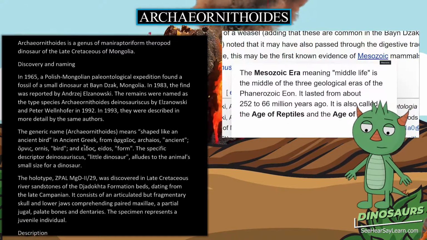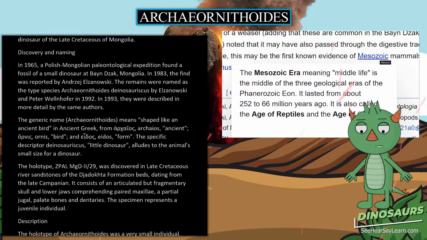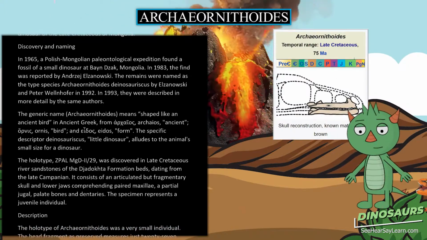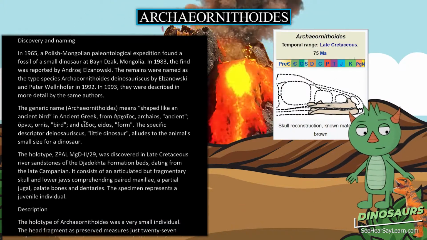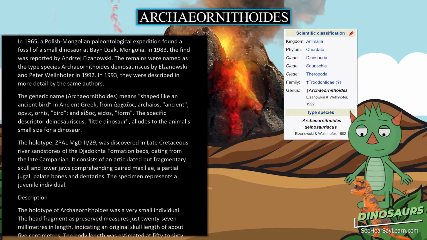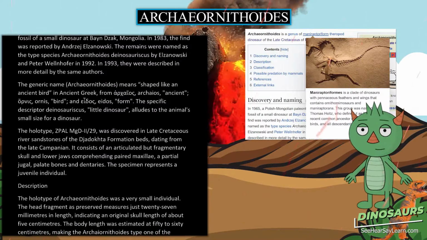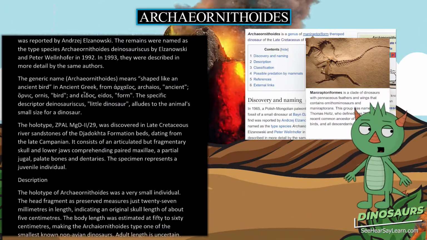The generic name, Archaeornithoides, means "shaped like an ancient bird" in ancient Greek, from archaios, ancient, ornis, bird, and eidos, form. The specific descriptor deinosauriskos, "little dinosaur", alludes to the animal's small size for a dinosaur.